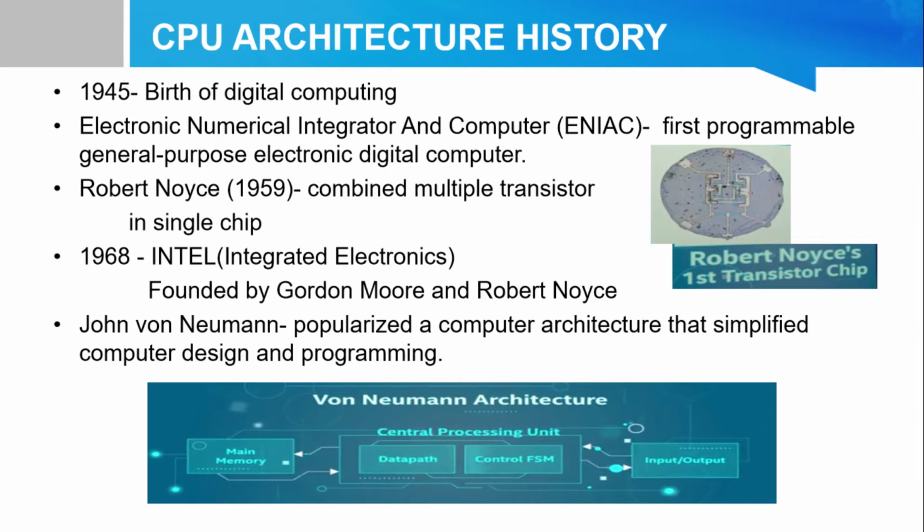CPU architecture history. 1945, birth of digital computing. Electronic Numerical Integrator and Computer, the first programmable general-purpose electronic digital computer. Robert Noyce, 1959, combined multiple transistors in a single chip. 1968, the birth of Intel, Integrated Electronics, founded by Gordon Moore and Robert Noyce. John von Neumann popularized a computer architecture that simplified computer design and programming.